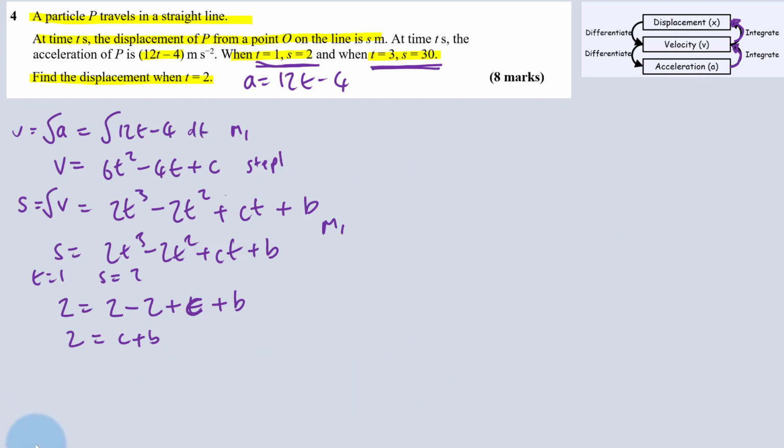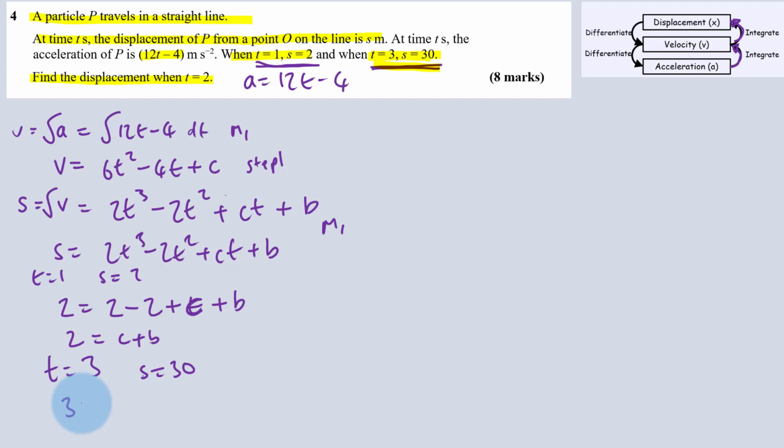Right, so what do we have to do next? Think about the other bit of key information we have here that I've shown you and talked about before. T equals 3, s equals 30. We have to use all the information that they give you in a question. So let's sub that in. T equals 3, s equals 30.